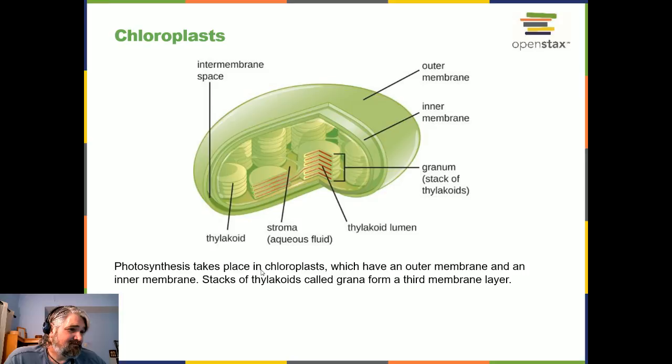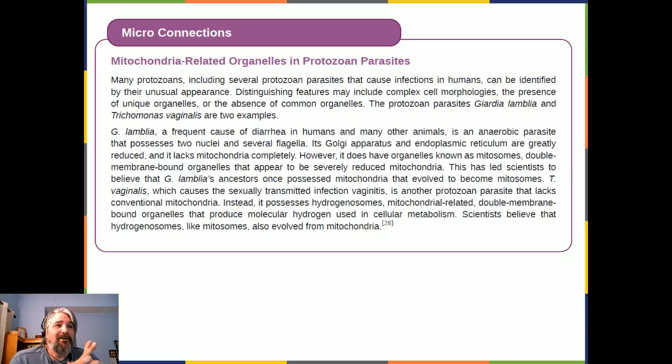So, mitochondria-related organelles and protozoan parasites. Two protozoan parasites: we have Giardia lamblia, which is highly infectious. It requires only one protozoan to cause an infection in a human. And then Trichomonas vaginalis is an example of a protozoan that is lacking a recognizable mitochondria.